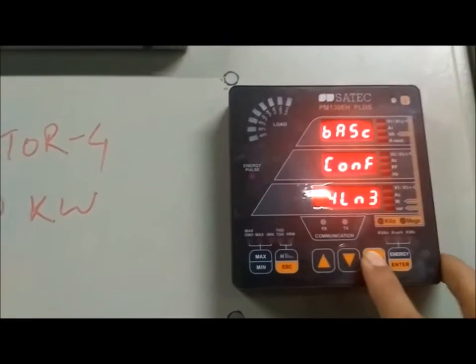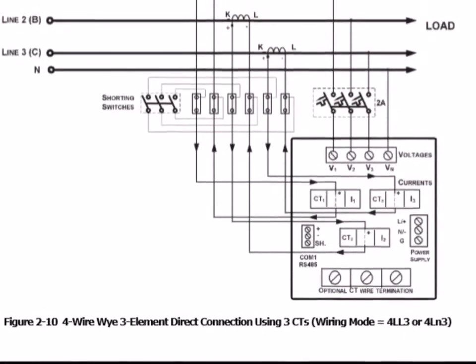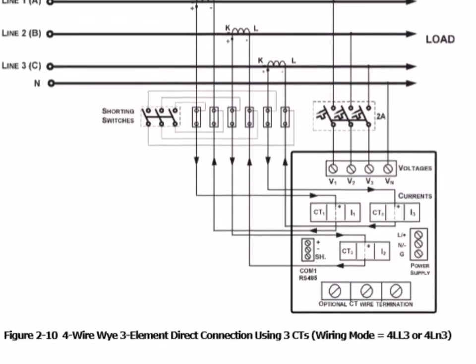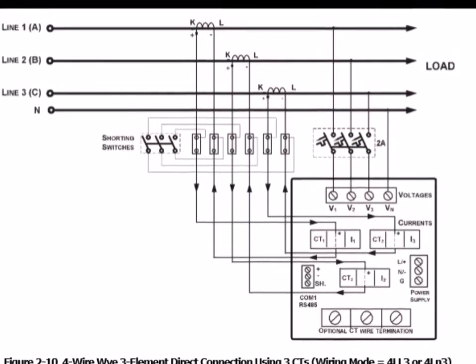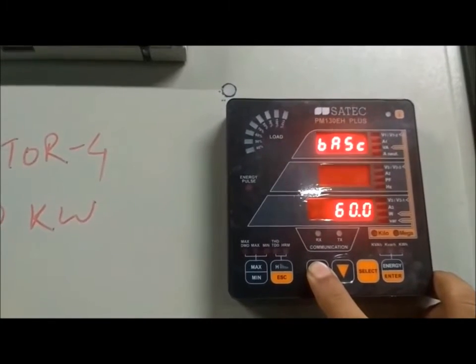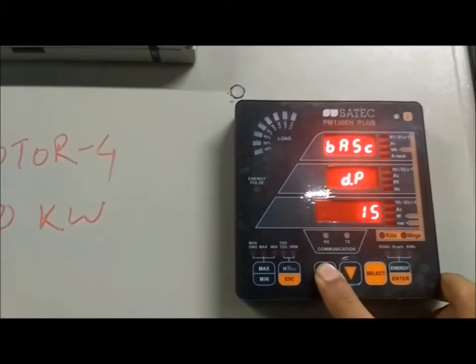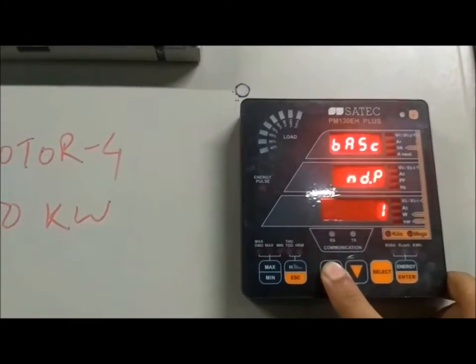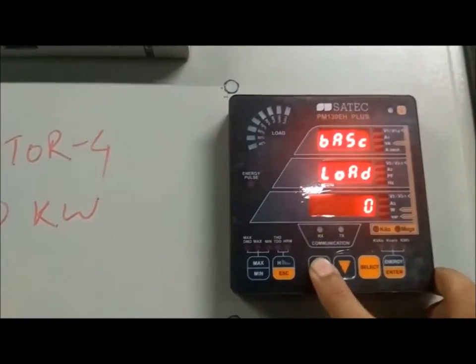4LN3 means 4 wire 3 element star connection where 3 CTs and 3 PTs are used. See here in the screenshot of the wiring, you can see PT here which is fed at 60:1, and this is the CT which is 75.